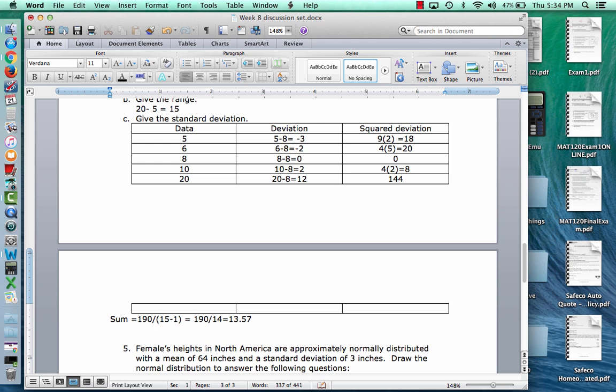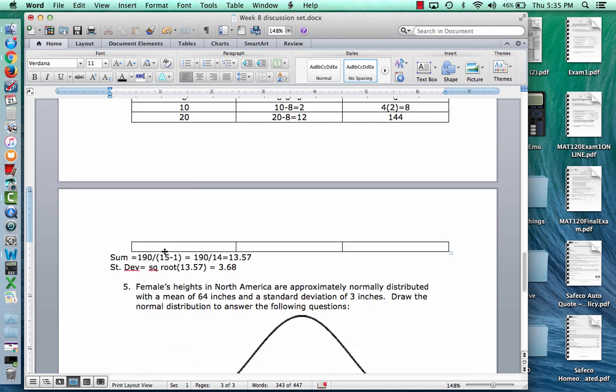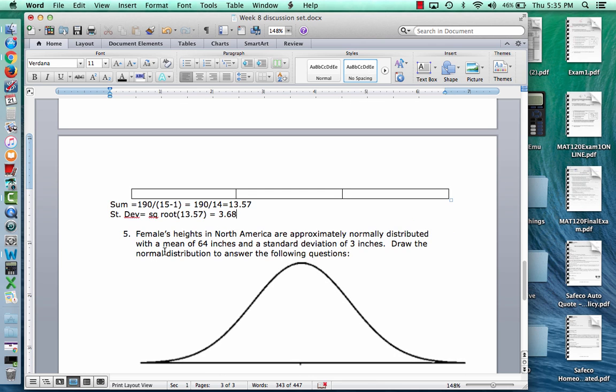And then if I take the square root, the standard deviation of that, I have to take the square root of 13.57, and that should give me 3.68, and that's my standard deviation, 3.68. All right, so final answer, 3.68. All right, now on to number 5, last problem.